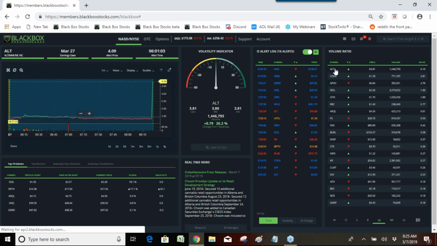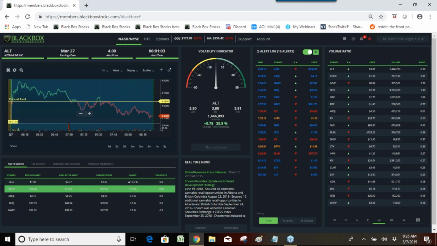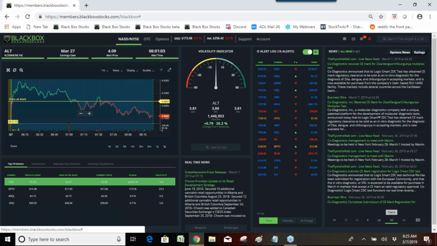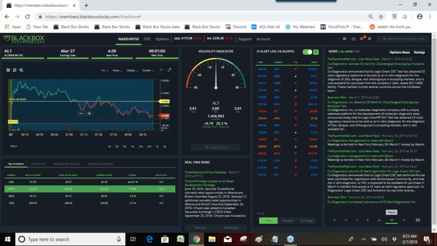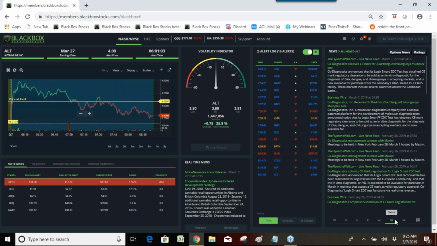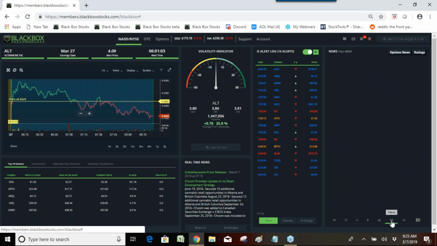But ALT, I can click the symbol right here and bring up the chart. See, it had a good pop early this morning. It's been fading ever since, but it's traded 6 times its average 10-day volume. Let's click news. Wait for that to load up. I don't see any news. Did I do something wrong here?